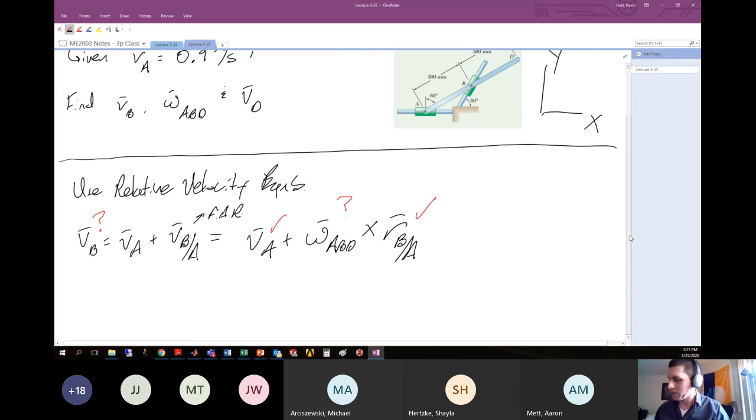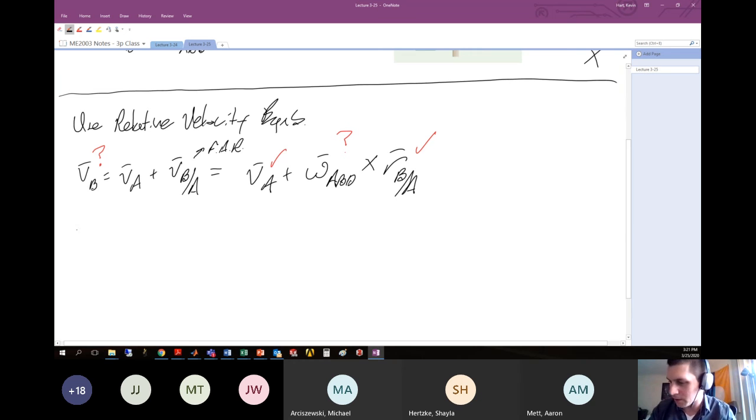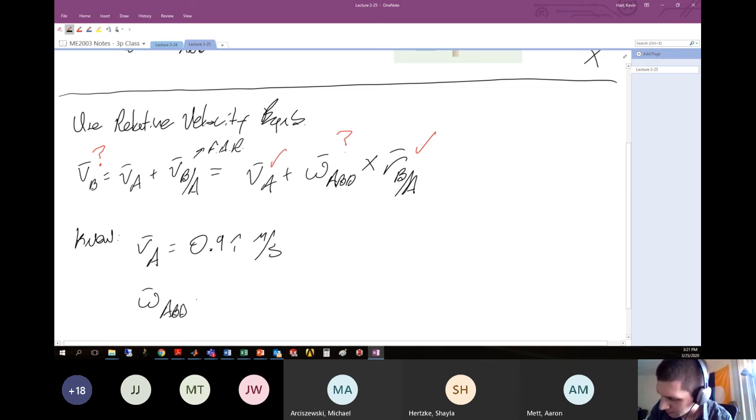Okay, so let's define some of the things that we know straight away. First, we know that the velocity of point A is 0.9 i hat meters per second. All right, that's a good thing to know. Let's define the angular velocity, omega AB.